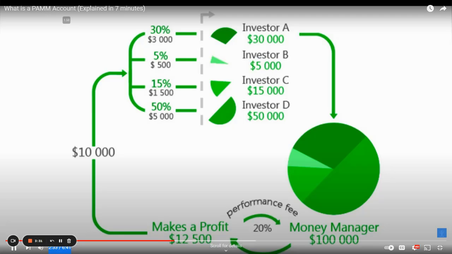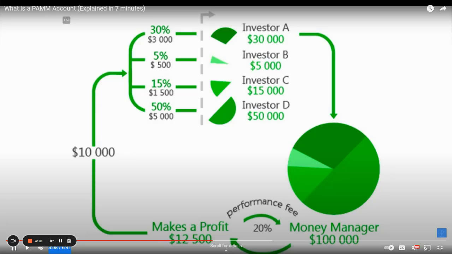Each of those four investors contributes a different amount to their trading balance, and they make up what we would call a master account. A master account is an account that contains multiple trading balances, or multiple pooled monies, to make an overall larger balance. As you can see by the circle towards the right, these four investors combined make up $100,000. And a money manager manages this pool of money, which is $100,000.